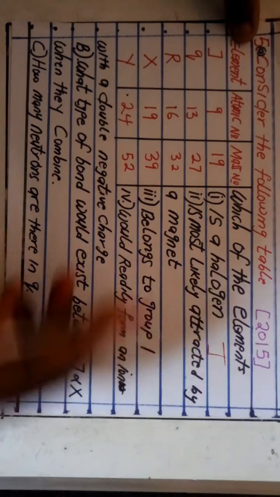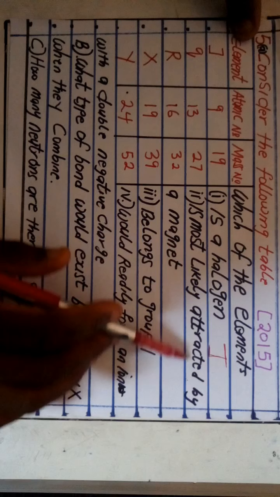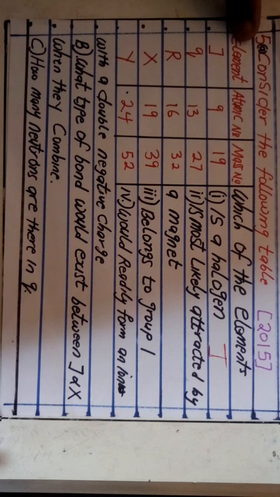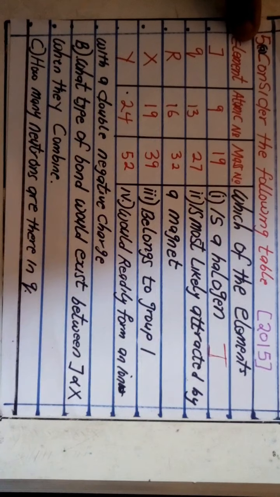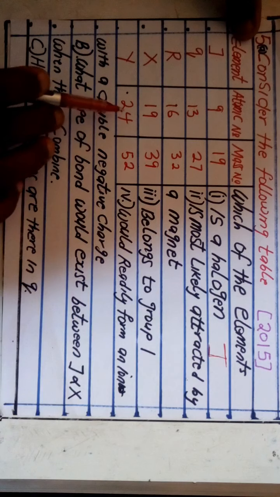Then, which is most likely attracted by a magnet? Of all these elements, this one is a transition metal, and to a large extent, they are more magnetic than other elements in the periodic table. So the one that is most likely attracted by a magnet will be chromium, and that is why.